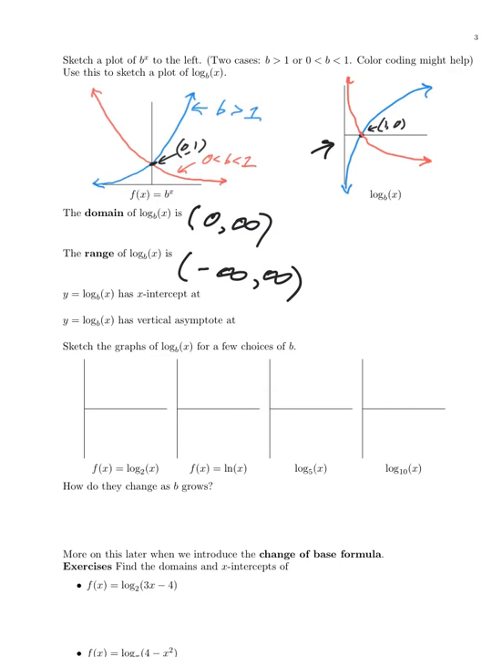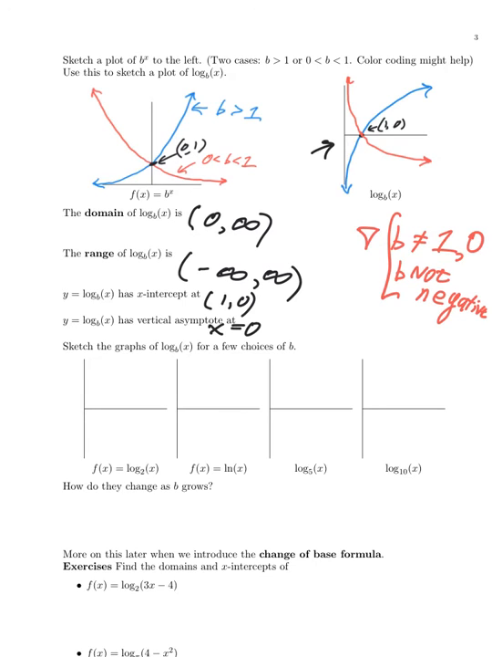And you'll notice I will never allow a base of 1. I will never allow a negative. Well, I'll also never allow 0. And I'll never allow a negative. These things have x-intercepts at (1, 0). They have vertical asymptotes at x equal to 0, but the type of x-intercept depends on whether the base is positive or negative.